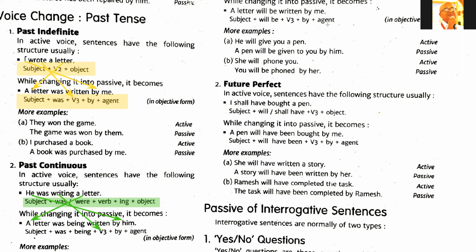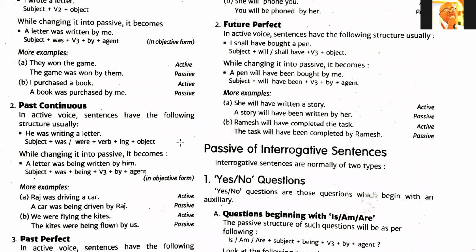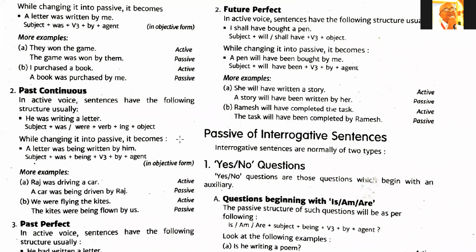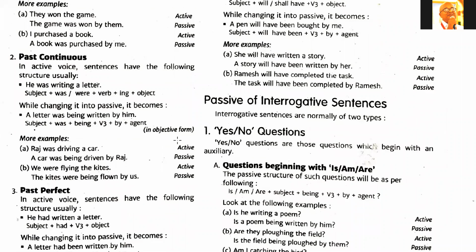So what does it mean by agent in this rule? Agent in this rule means by whom the work is done. Here in this case, a letter was being written by him. So him is the agent. Okay? So the subject of the sentence becomes the object in the passive voice, which is written here in this case as agent. Some more examples of past continuous, like Ram was driving a car, a car was being driven by Ram. We were flying the kites, the kites were being flown by us.